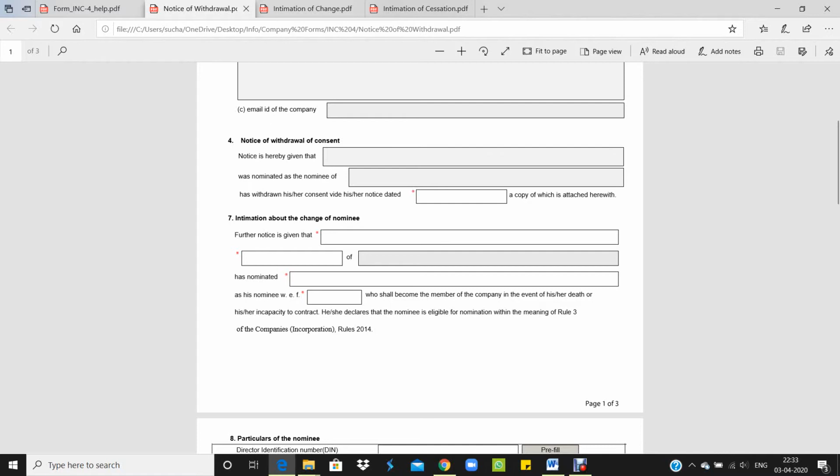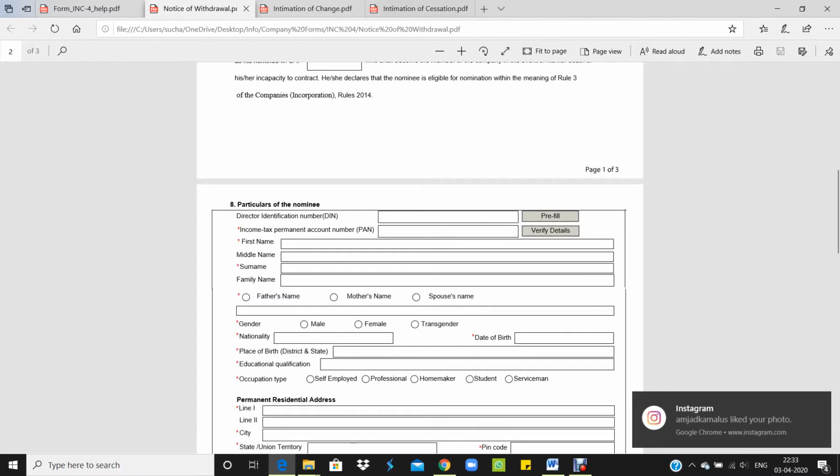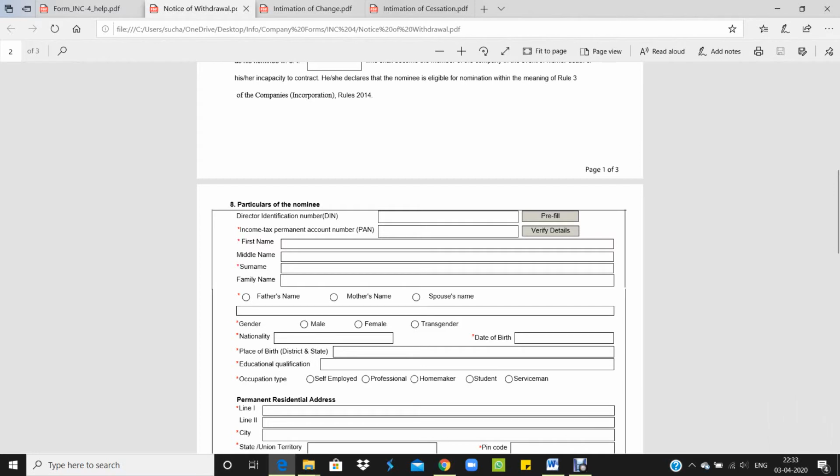So if the nominee has given the withdrawal consent, serial numbers 4 and 7 will open, where serial number 4 is the notice given by the nominee, and serial number 7 is the intimation about the change of nominee by the subscriber to the company. In all these situations, the previous nominee will either resign or be removed from his post. Then a new nominee will be appointed. The new nominee details are filled in with the form INC 4.